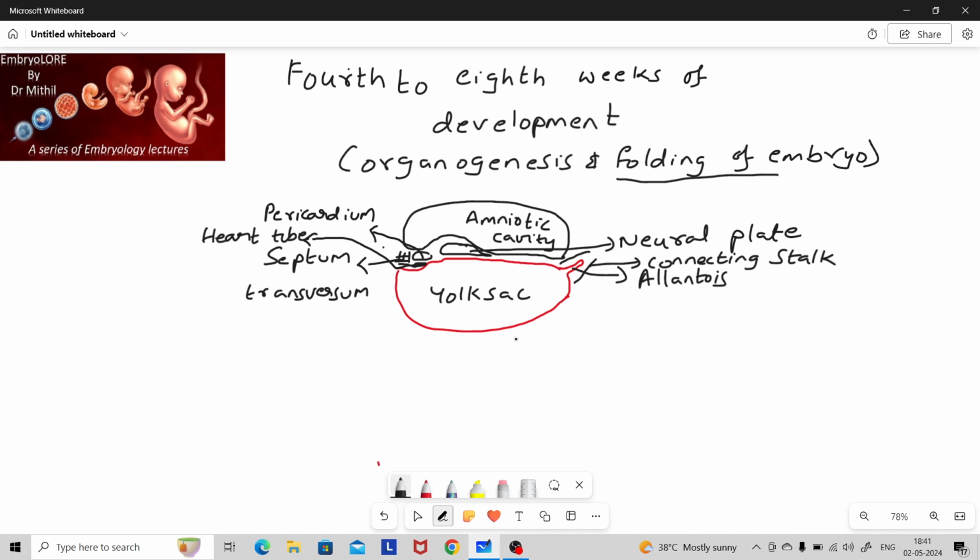Here this picture will be changing, and the amniotic cavity will be comparatively much increased in size. So this is the amniotic cavity, and for our understanding we will be using a different color for the yolk sac.